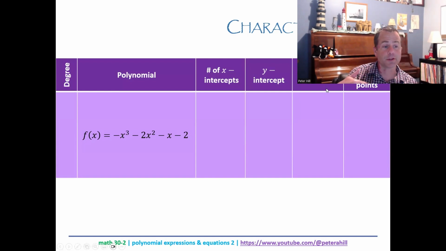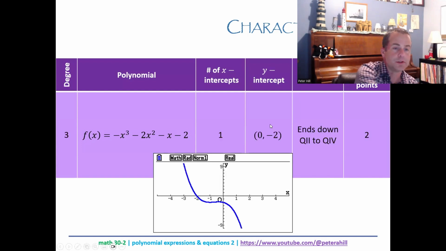Hopefully, based on the previous conversation we had, you're going to tell me the end behavior: it ends going down. And if you remember from the picture, that was going from quadrant 2 down to quadrant 4. And the number of turning points will actually be 2. So this is all the stuff that we just talked about. Just verify you got all your answers there.